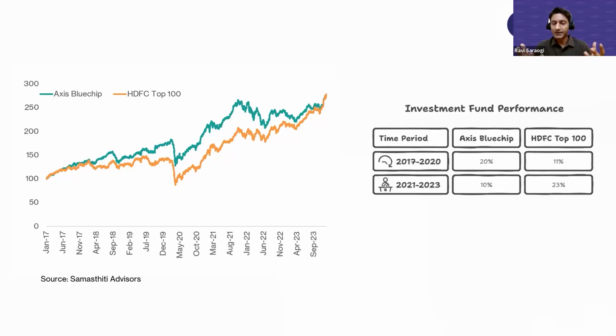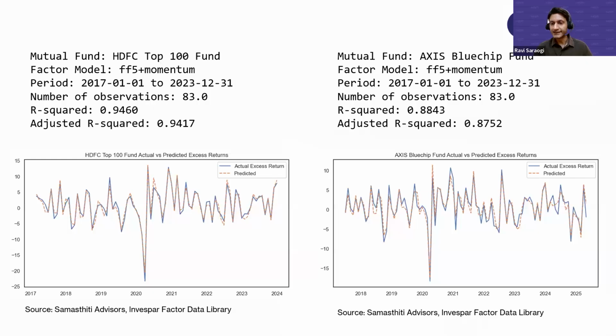It's as if something happened and the numbers just flipped. Between 2021 and 2023, the situation completely mirrored itself. HDFC Top 100 significantly started outperforming. It earned 23% CAGR, whereas Axis earned just 10% CAGR. So what really explains this? What was going on? And did one fund manager's stock picking skill suddenly shift to another manager? Let's dig deeper with factor-based analysis and see what we uncover here.